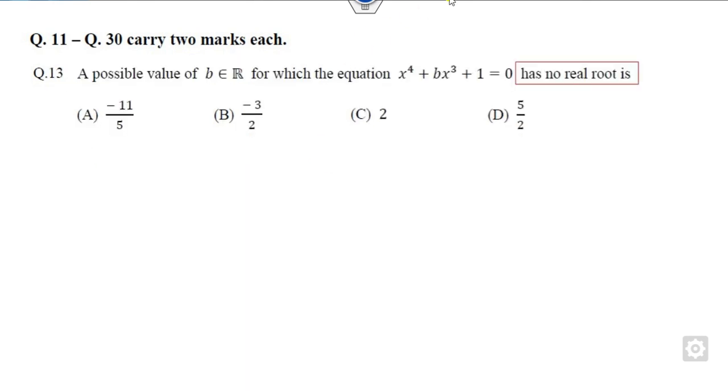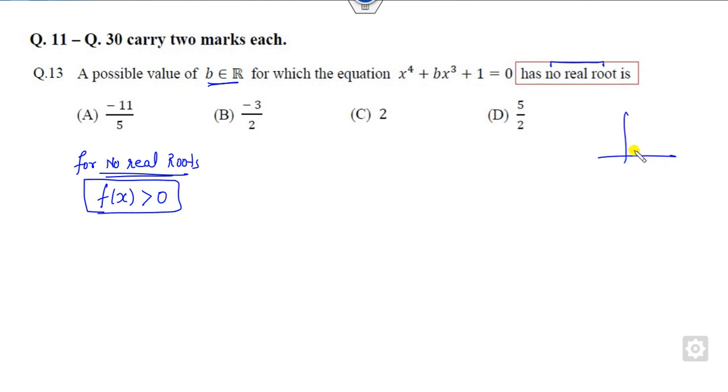Look at another one. For what possible value of b does the equation have no real root? What is the meaning of no real root? It means the function value is always greater than 0. If you draw the graph, it does not cut the x-axis. So you have to find the value of b for which f of x is always greater than 0.